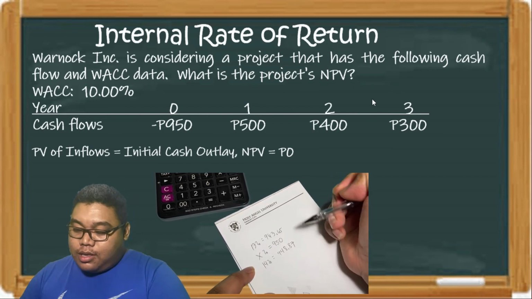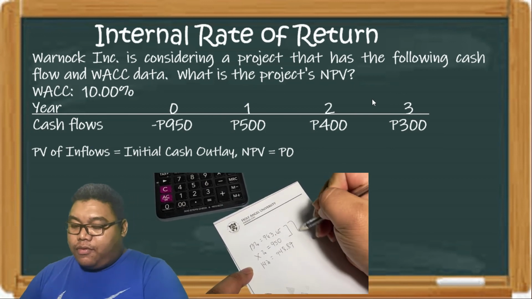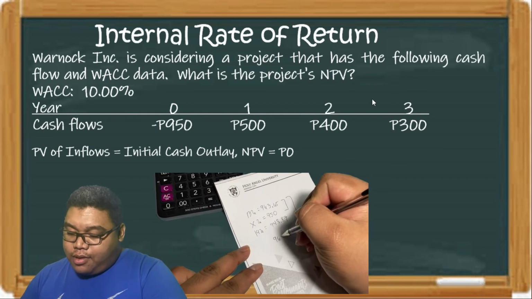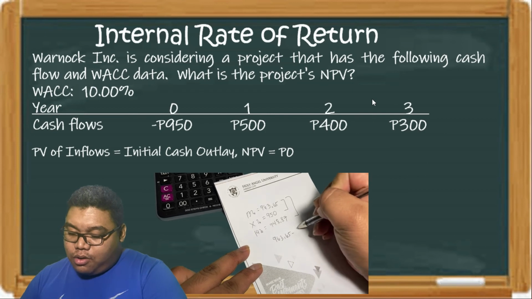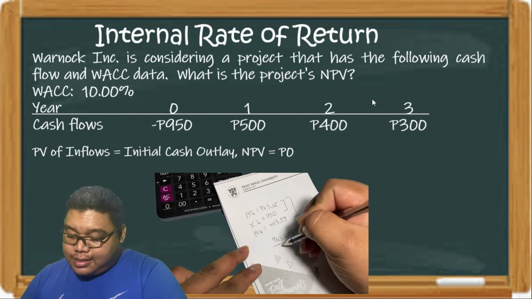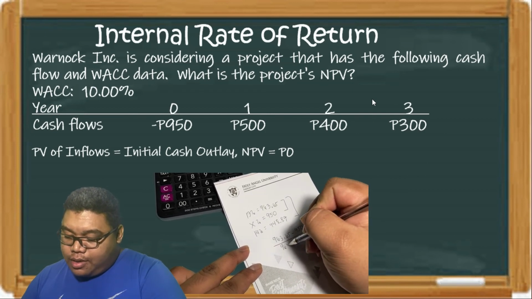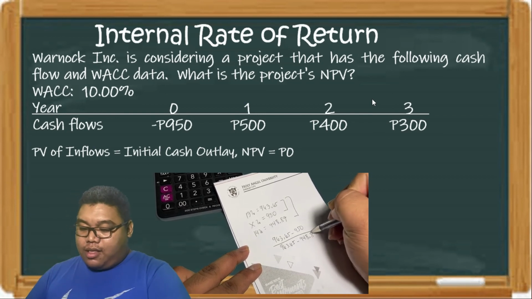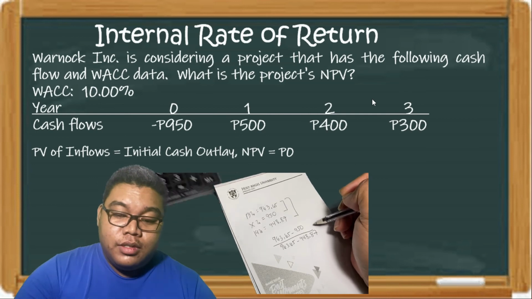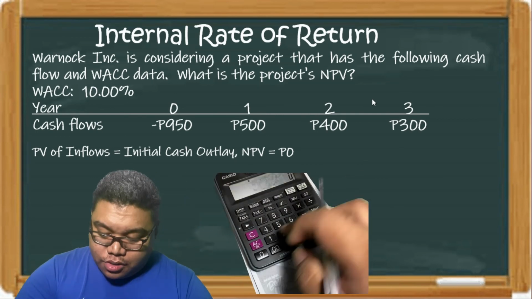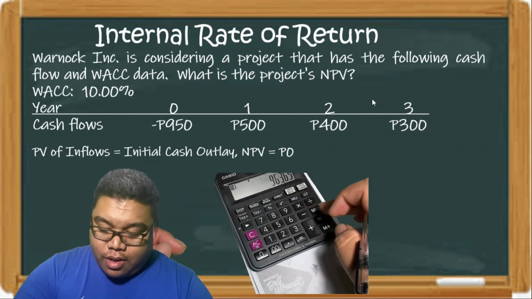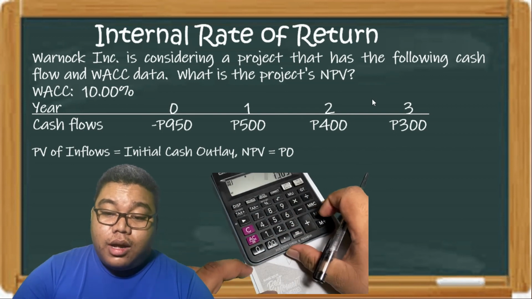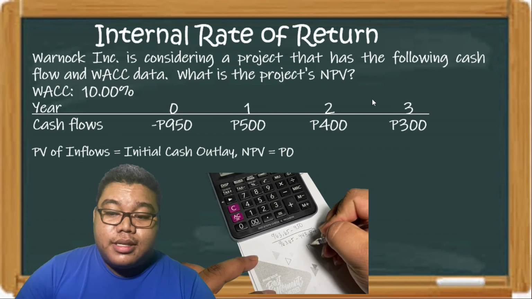So now we will interpolate. So the inner values over the outer values: 963.65 minus 950 over 963.65 minus 948.87. So let's key that in. 963.65 minus 950 equals 13.65.